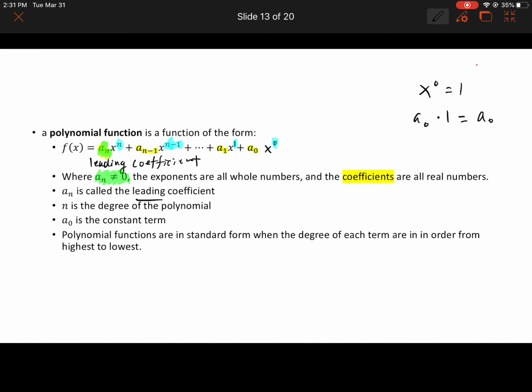Okay, and let's look at that. Leading is the first person in line, right? The line leader. Okay, so the leading coefficient is going to be the first number in front of x, whenever it's in the correct order, obviously.